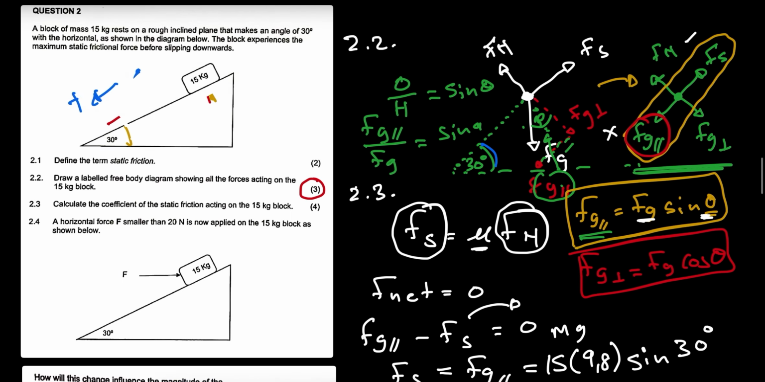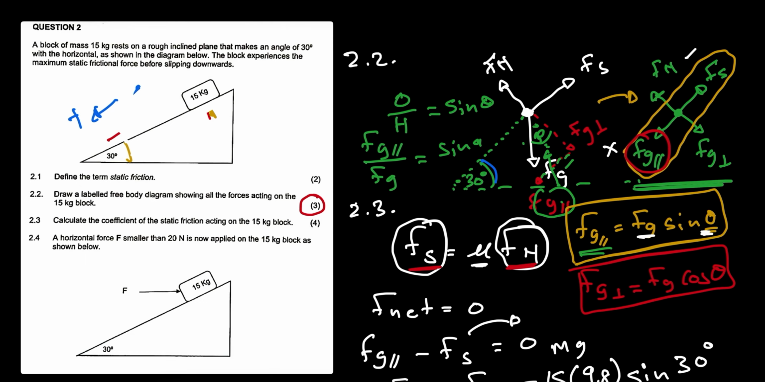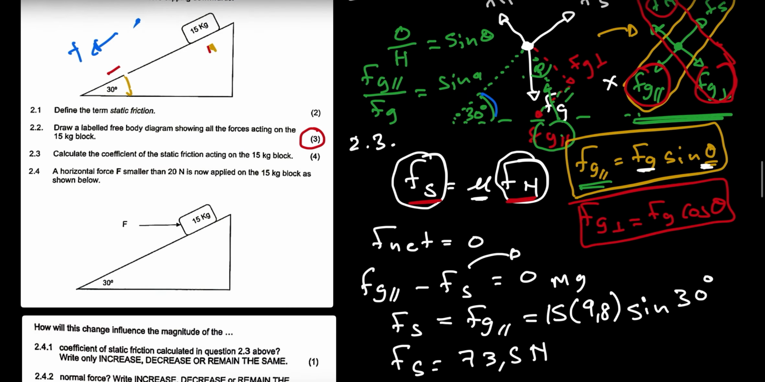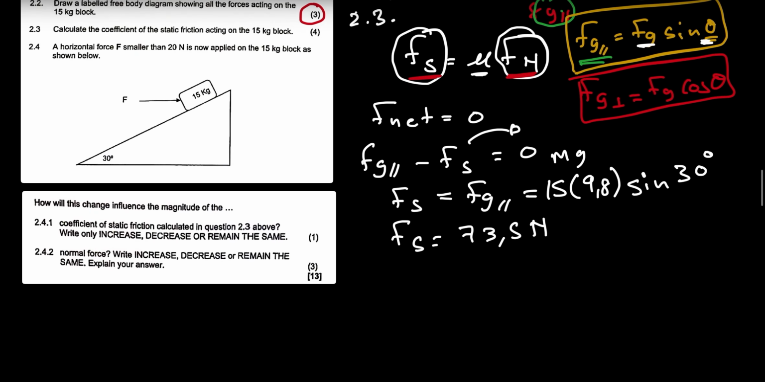Okay, so now remember, we don't only need the static frictional force, but we also need the normal force. The normal force is actually on the vertical dimension. So if we want to calculate the normal force, we look at the vertical dimension. The object is not moving on the vertical dimension, which means the net force is equal to 0. So this implies that the normal force is equal to the FG perpendicular.